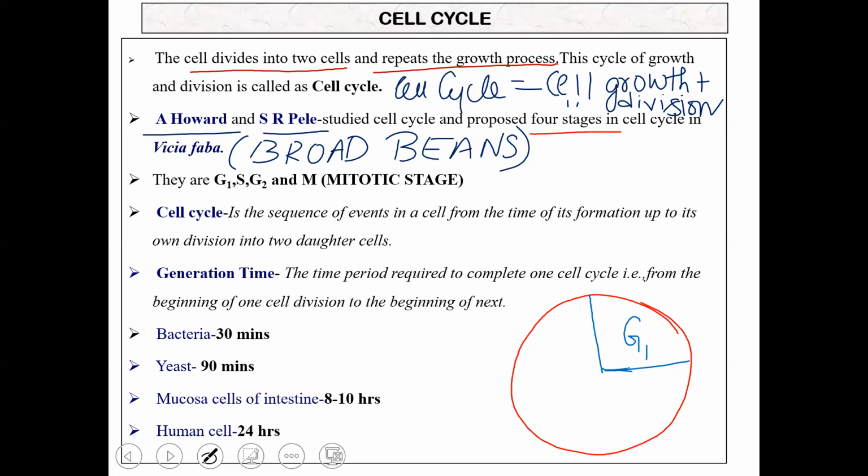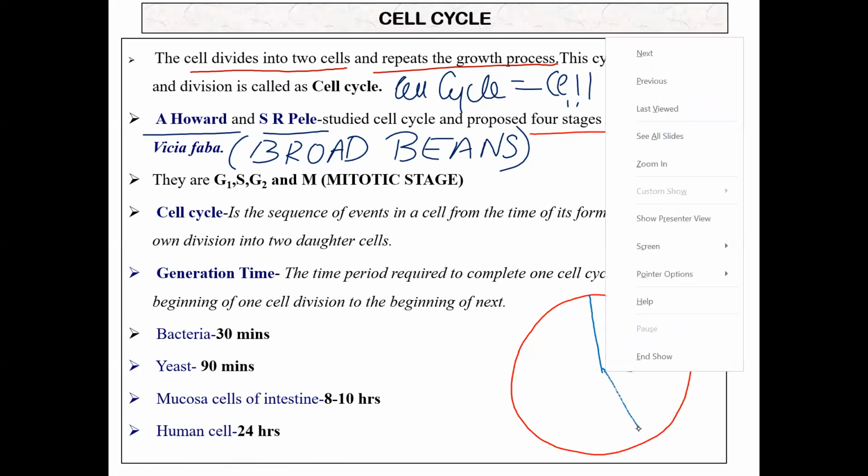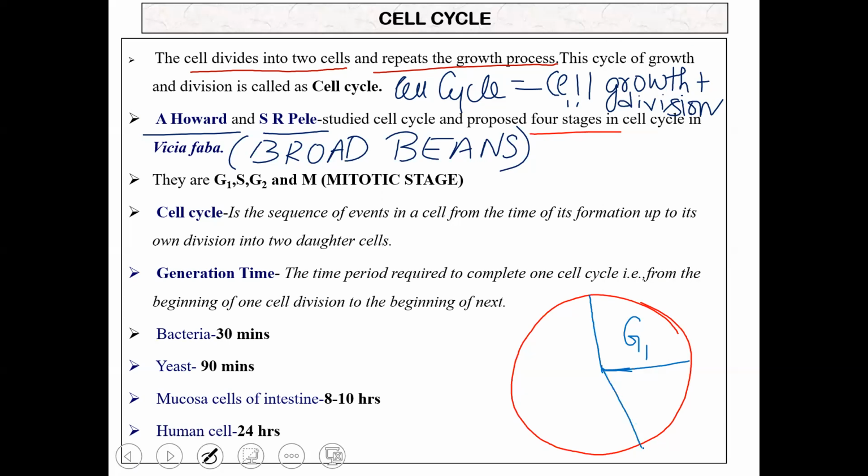So after G1 phase, then comes the next phase, which is called S phase. The S phase is called synthesis phase, or it is also called replication phase or DNA replication phase. And then comes the next phase, which is called G2 phase. You have to write 2 as subscript. So that is after S phase. G2 phase is also called gap 2 phase, or growth 2 phase, or intense cellular synthesis phase.